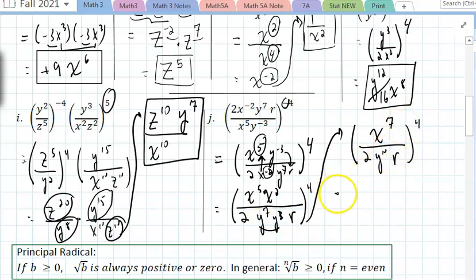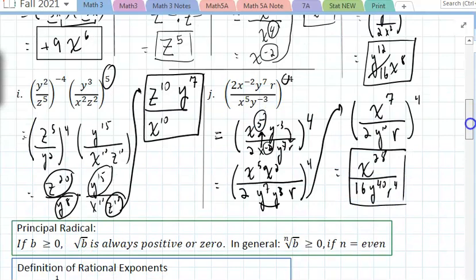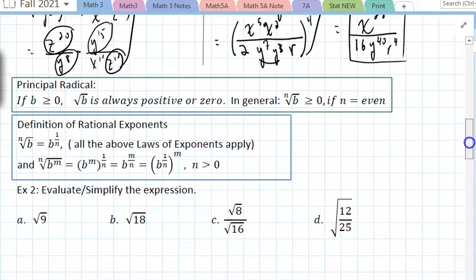And if you distribute that power in, that's x to the 28, 2 to the 4th, that is 16. 4 times 10 is 40, r to the 4th. Again, there are other ways of doing this problem. Any of those will work.